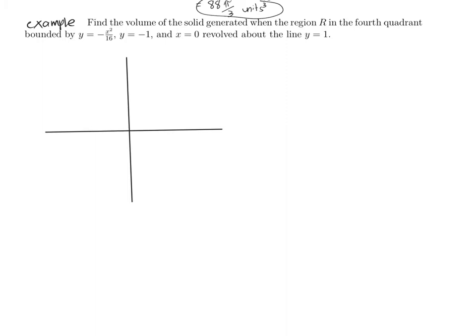The first thing that we want to do is make a sketch of the graph. So I'll graph each one of them. Y equals negative x squared over 16. That's that upside down parabola. That over 16 just means this is stretched slightly differently, but the graph doesn't have to be to scale, so that's sufficient. And then y equals negative 1.